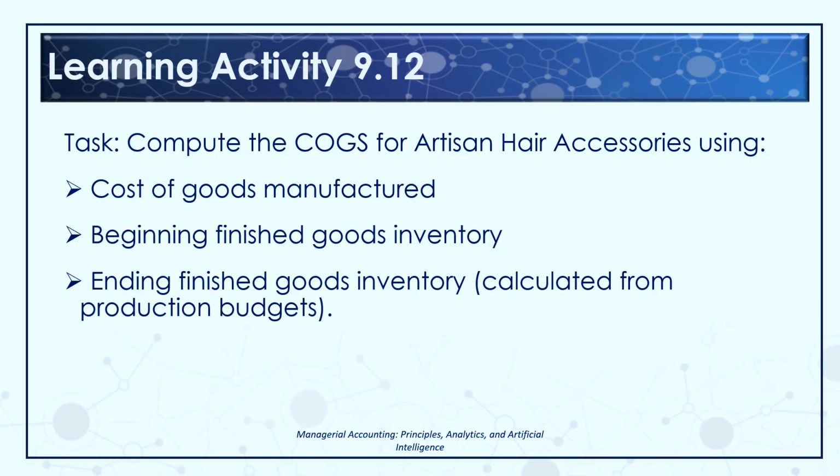Now complete learning activity 9.12. Compute the cost of goods sold for Amour Artisan Hair Accessories using cost of goods manufactured, beginning finished goods inventory, and ending finished goods inventory. Pause here and complete the computation and check your answers with the solution in the back of Chapter 9.